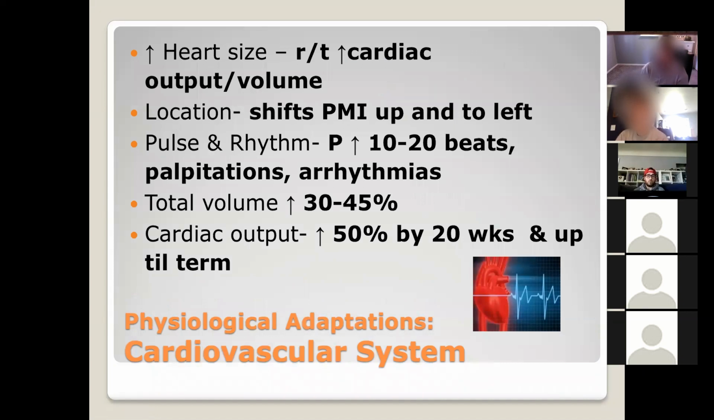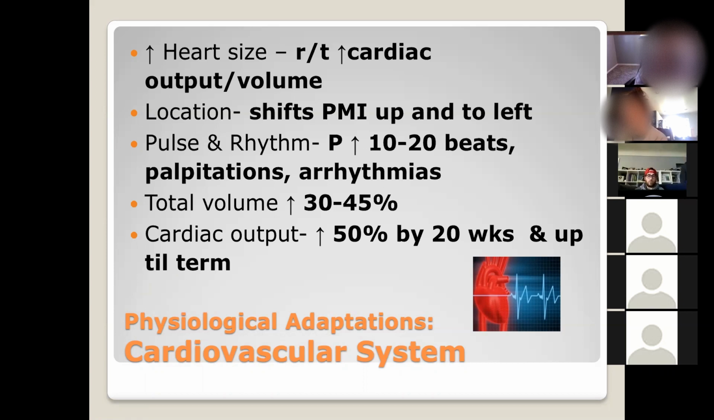Cardiovascular changes. So some physical changes, increase in heart size, a little bit will occur. This is related to that increase in cardiac output and volume. Total volume by the end of the pregnancy increases by up to 45%. So think about how much blood volume is circulating in that woman by the end of pregnancy, okay? And that's why these women are at such high risk for postpartum hemorrhage, because there's so much blood volume and the uterus is so vascular.